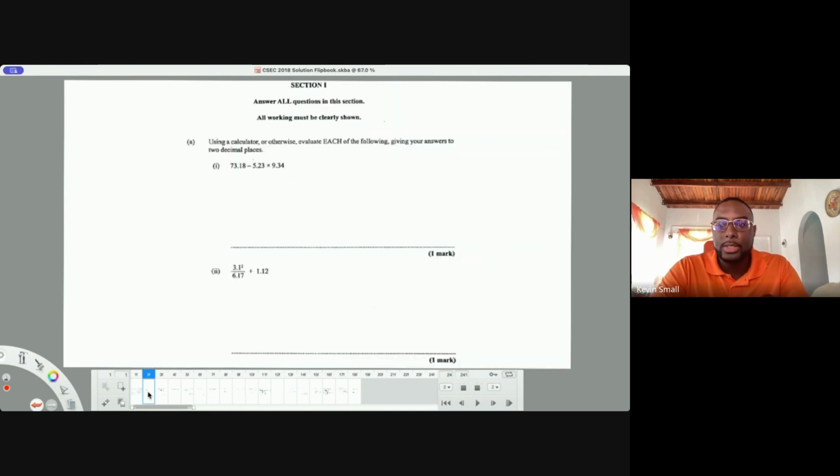Let's start with question number 1. Everyone, you should be able to see the screen. For those of you who have the paper already, just tell me or type your answer in the chat for me. Remember, if you have a scientific calculator, you should just be able to put this in one go and get your answer. Okay, so 73.18 minus 5.23 times 9.34.